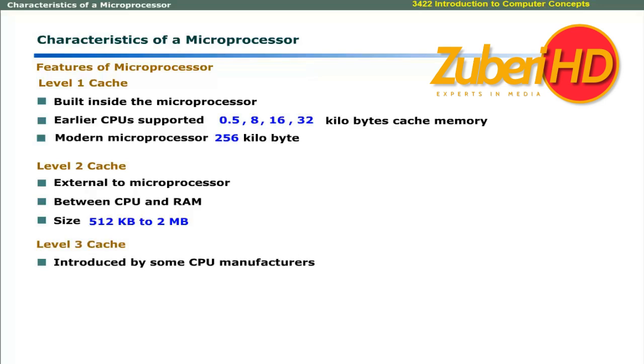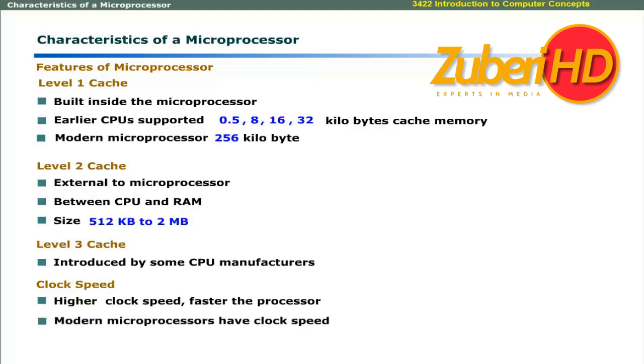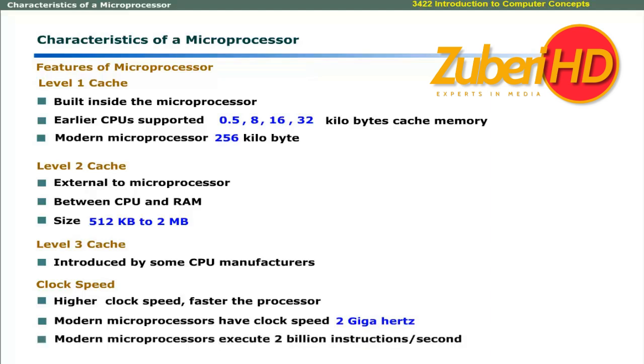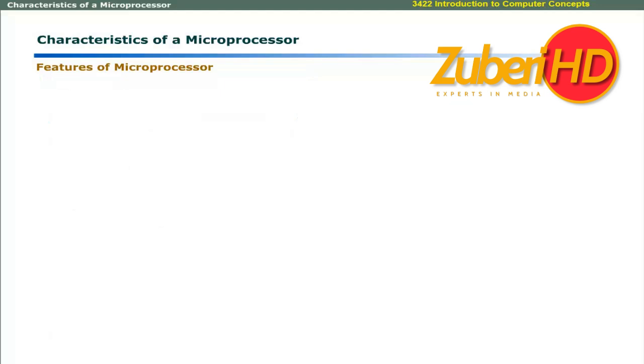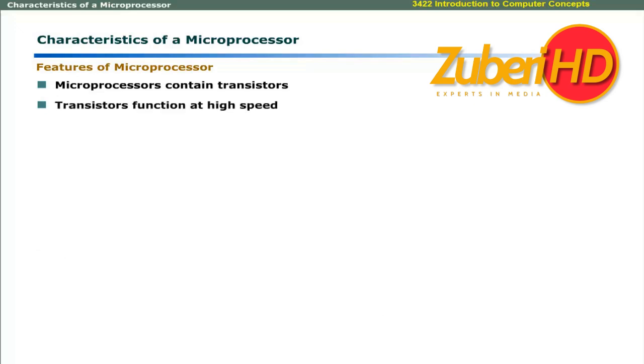The next feature of the microprocessor is its clock speed. The higher the clock speed, the faster the processor. Modern microprocessors have clock speeds up to 2 gigahertz. These are capable of executing up to 2 billion instructions per second. Microprocessors contain millions of transistors to function at a high speed. This graph compares the number of transistors present in different microprocessors.